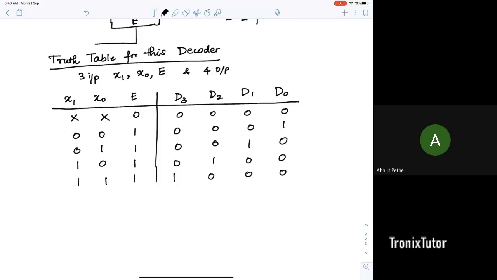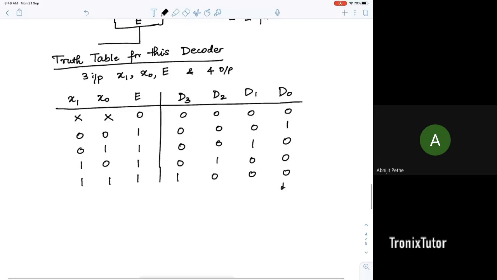Again, you see that if you want to implement this, you'll use an AND gate. And the enable function is, when enable is 0, no matter whatever you do, the AND gate output is going to be a 0. So suppose you want to implement D0, D0 is going to be x1 prime, x0 prime, E. So only when enable is high will it become x1 prime, x0 prime. Otherwise, when enable is 0, the output of D0 is always going to be 0.